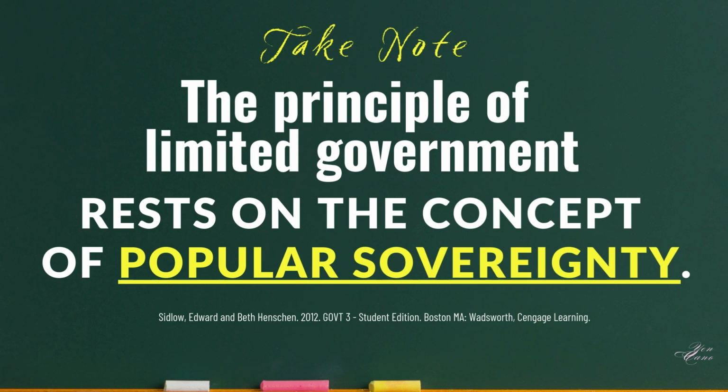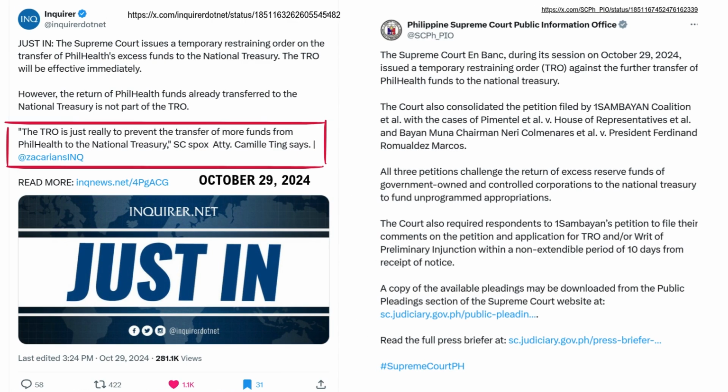So here I have an example from current events. This is a check by the judiciary on the executive through a temporary restraining order, or TRO, on the transfer of PhilHealth's excess funds to the National Treasury. There were three petitioners. These were all citizens, so people also have that privilege. These three petitions challenged the return of excess reserve funds of GOCCs, or government-owned and controlled corporations, to the National Treasury to fund unprogrammed appropriations.